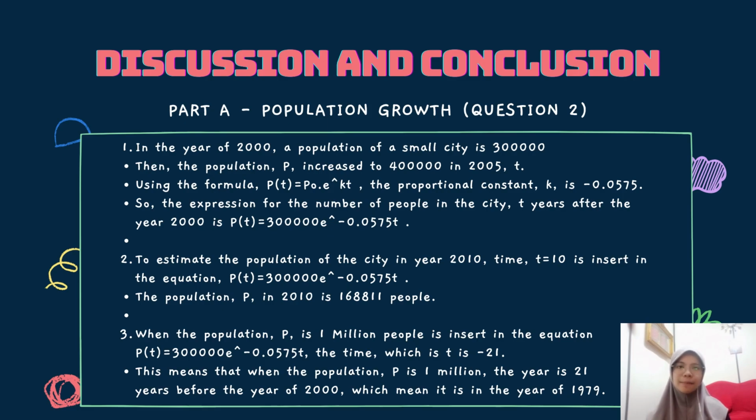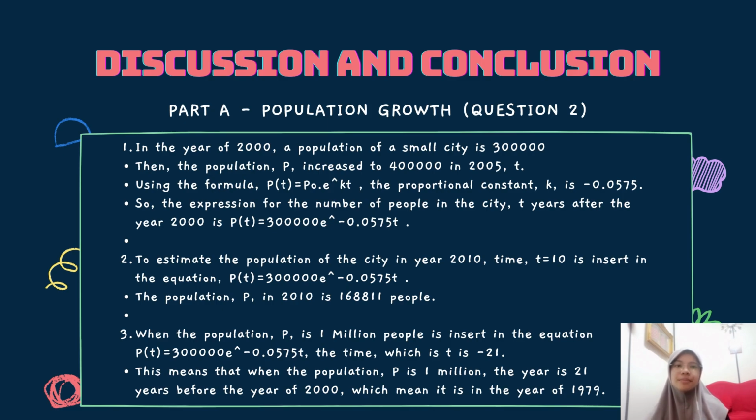Then, the population, P, increased to 400,000 in 2005, which is t. Using the formula, P(t) equals P0 multiplied by e to the power of Kt, the proportional constant K is negative 0.0575. So the expression for the number of people in the city t years after the year of 2000 is P(t) equals P0 multiplied by e to the power of negative 0.0575t.